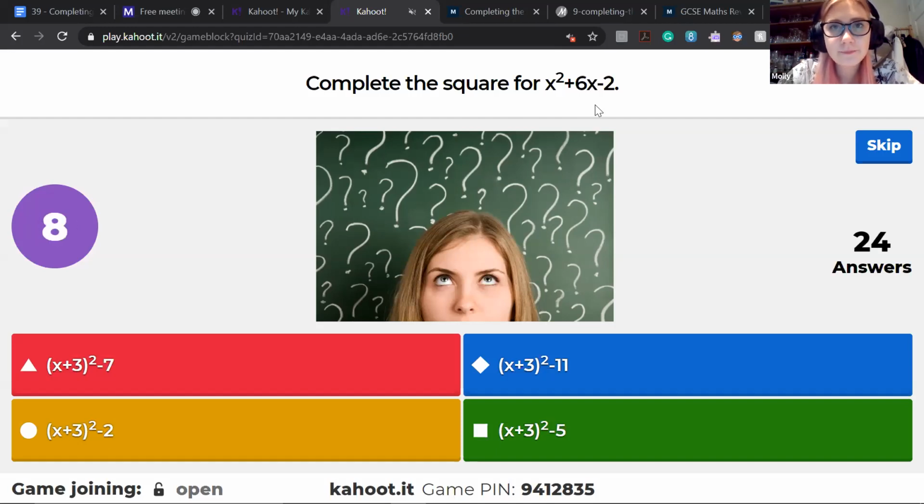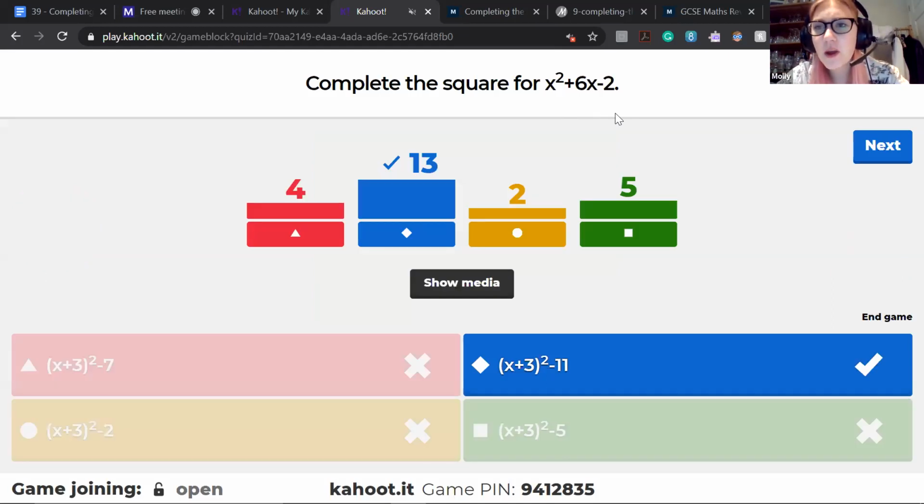Almost there. Okay, yeah, awesome. Loads of people getting that. So I don't have time to fully write it all out, but it's really similar to previous examples. We would have to do x plus 3 squared, and we'd get x squared plus 6x plus 9. So we've got to take off that 11 to get back to what we wanted it to be here.